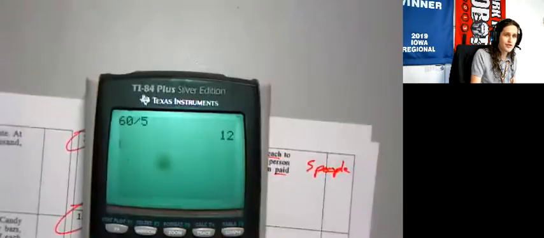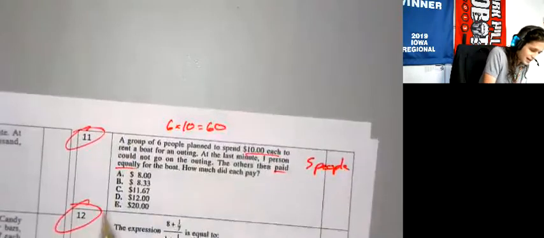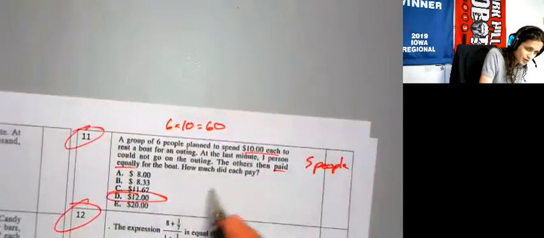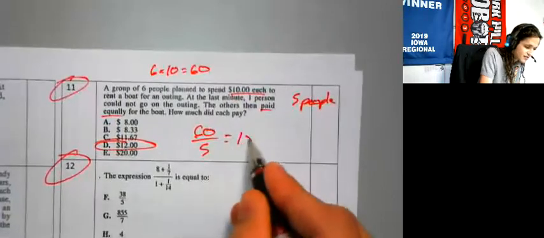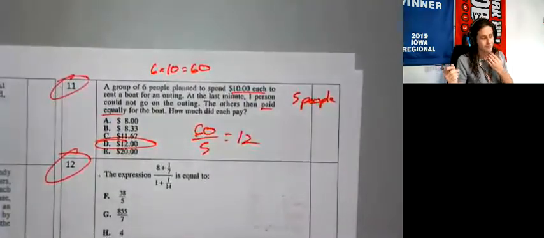12. Congratulations. You know, what do we got? 60 divided by 5 is 12. Be ready on your calculator.